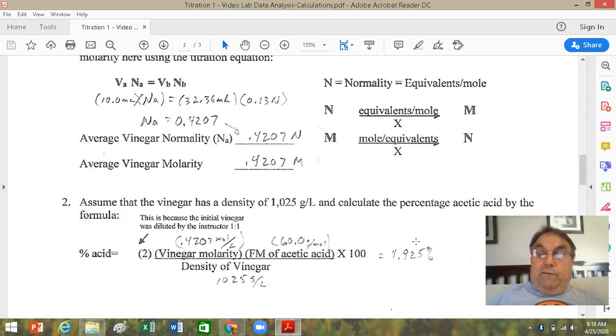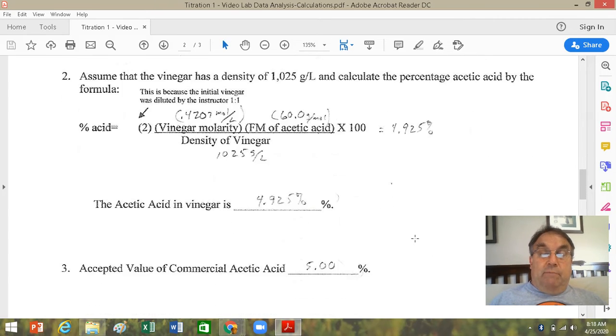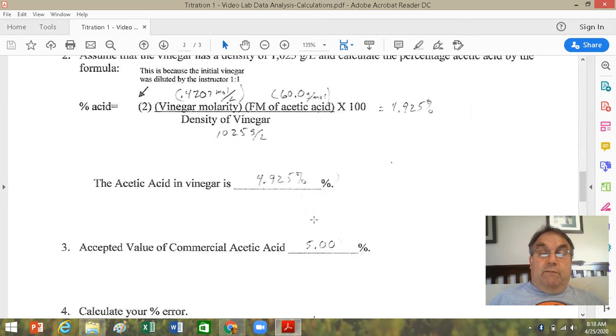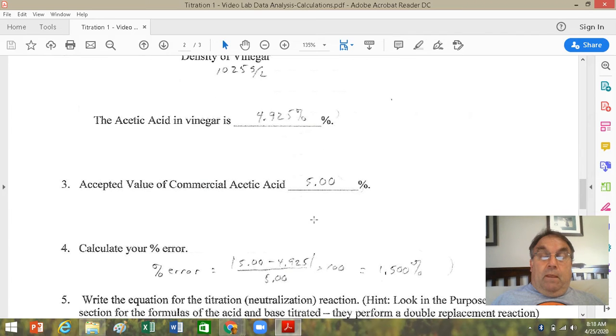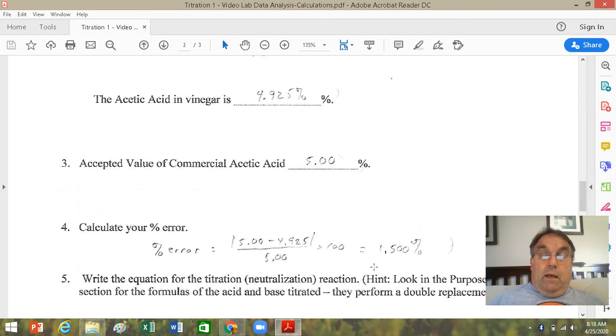Now, most commercial vinegars, including the one that I purchased, are sold as 5%. If we subtract these two, we're off by 0.075 percentage points out of 5. So we take 0.075 divided by 5 times 100, and we get a 1.5% error. Pretty good.